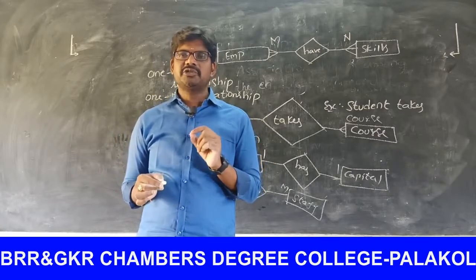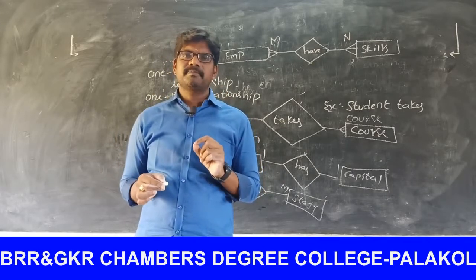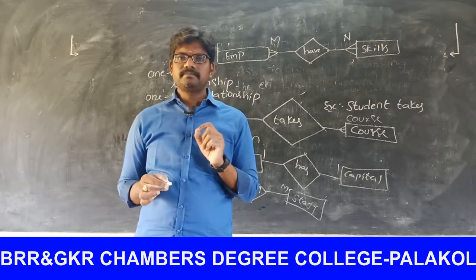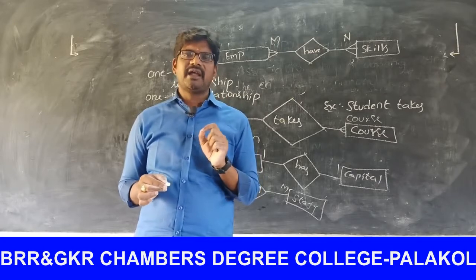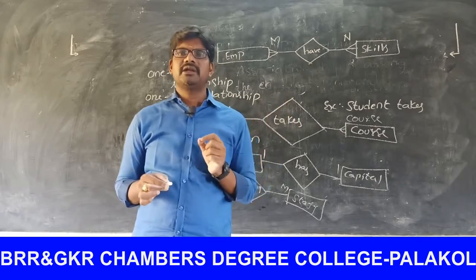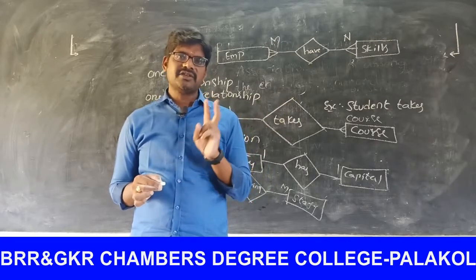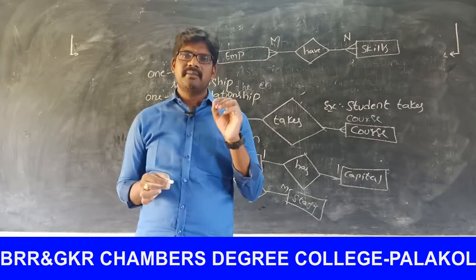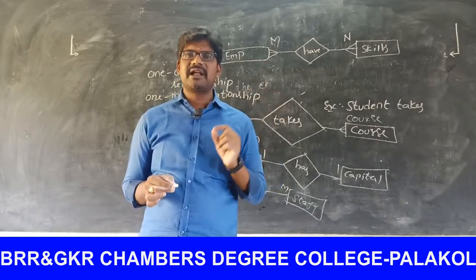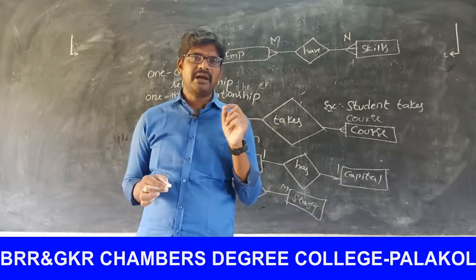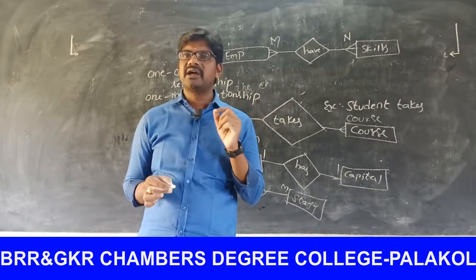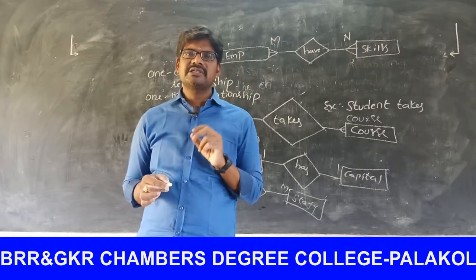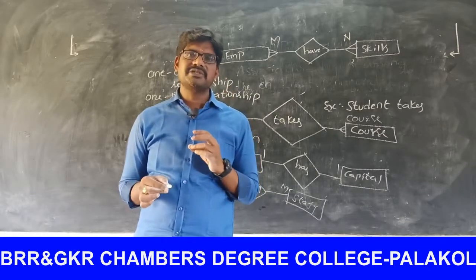Every attribute has some domain. What is the meaning of domain? The possible values of an attribute, we call it as a domain. So the attributes can be classified into two types based upon the value, based upon the structure. Based upon the value, the attributes can be classified into single valued attribute, multi-valued attribute, derived attribute and null attribute. Based upon the structure, the attribute can be classified into simple attribute, and next one is a composite attribute.